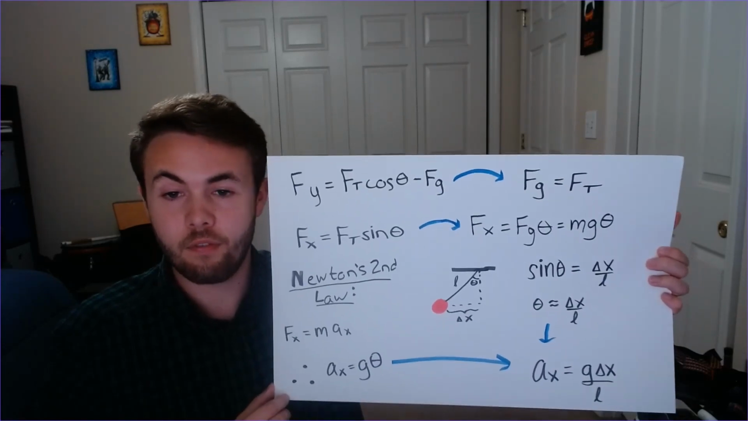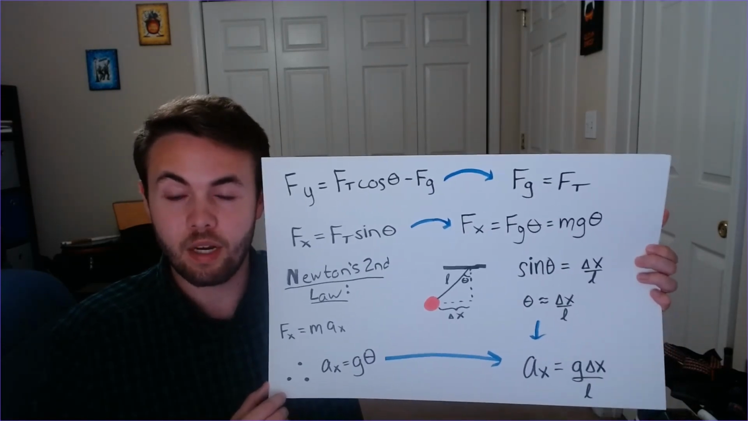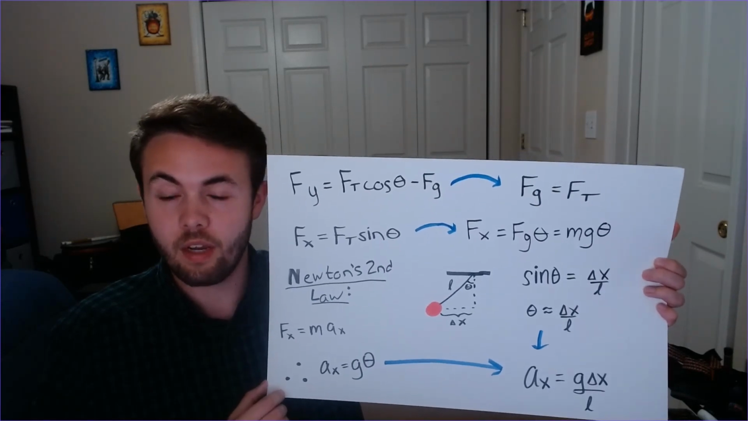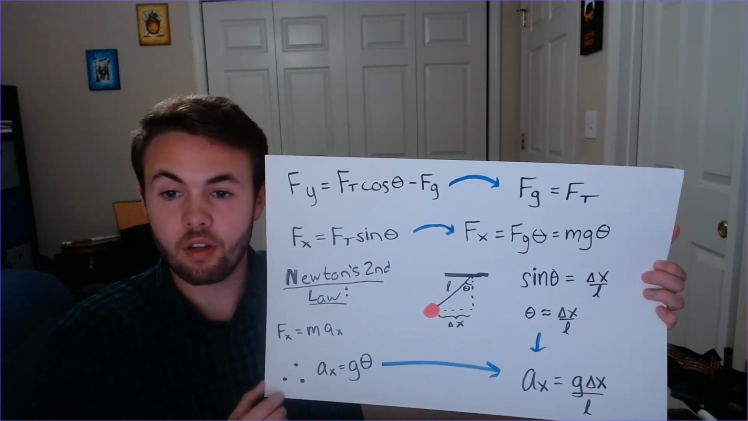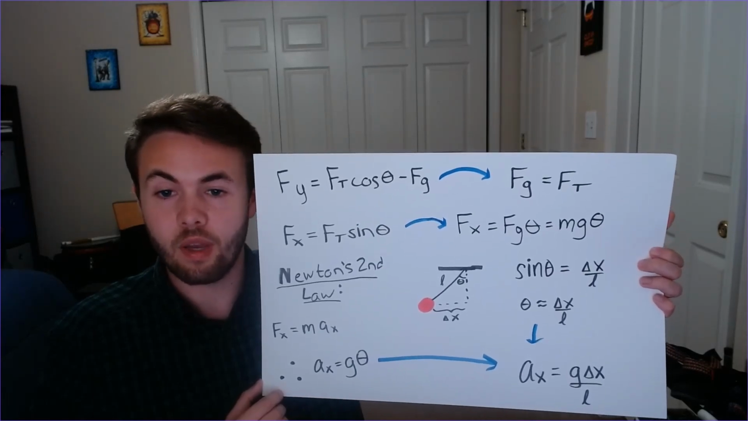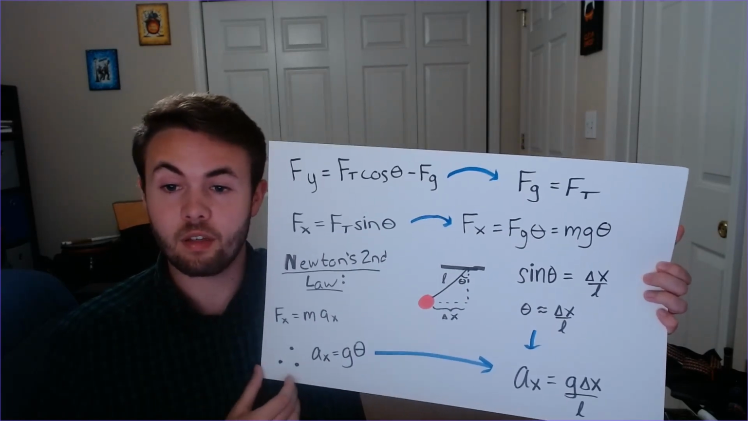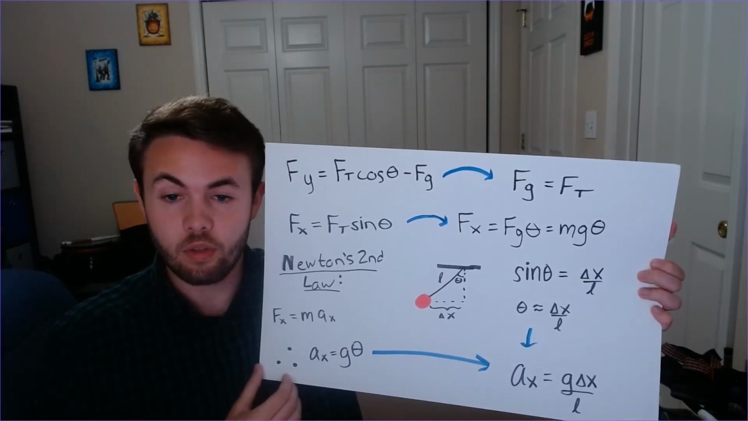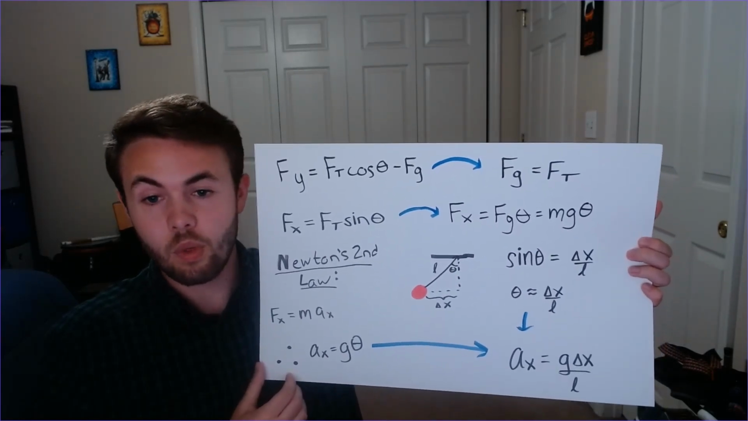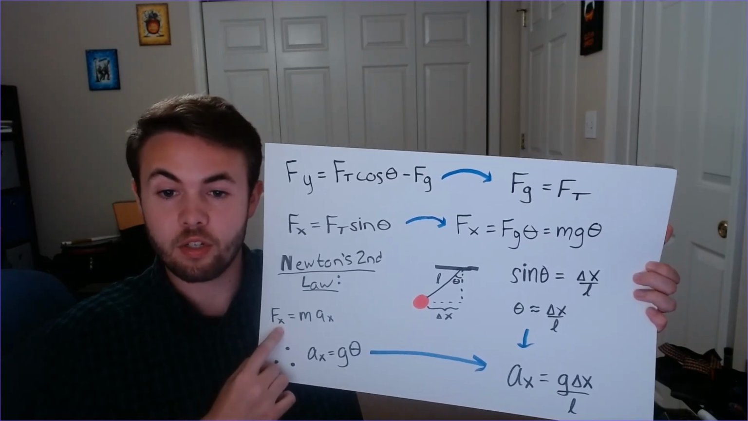Originally we have that F_y is equal to the force of tension times cosine theta minus the force of gravity. But now that becomes that the force of gravity is approximately equal to the force of tension. The F_x is equal to F_T sine theta, and we can change that now into F_x is equal to mg theta. Well, using Newton's second law, we can say that the force in the x direction has to equal the mass times the acceleration in the x direction.